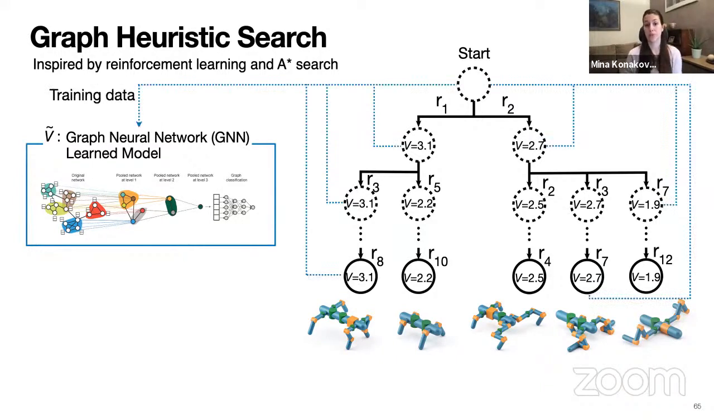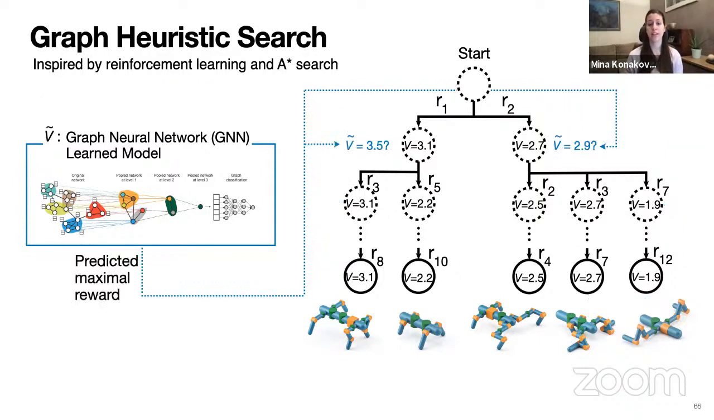We learn an approximation of the reward function V by using the simulated values of several designs to train a graph neural network. After training the GNN model, we can use it to predict the maximal rewards for each branch early on and see which are the promising branches to explore further and which to immediately abandon. And after training the heuristics function, the process repeats for a fixed number of iterations and gradually converges to an optimal design.